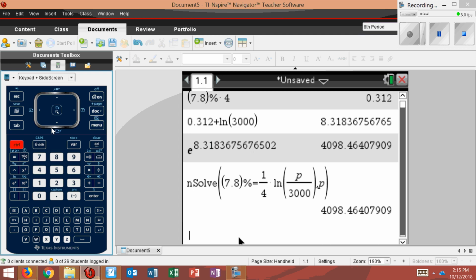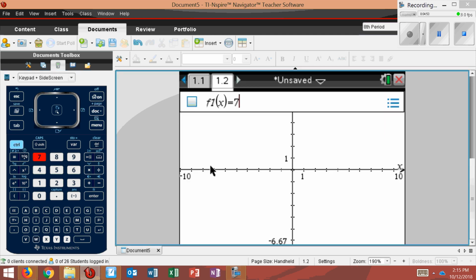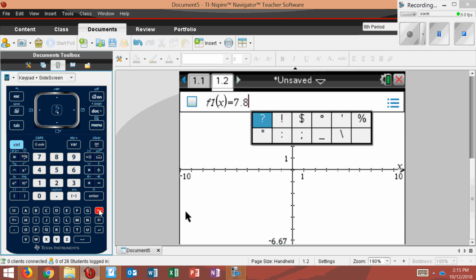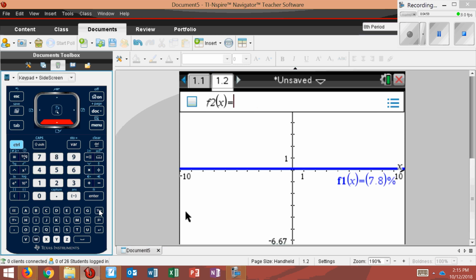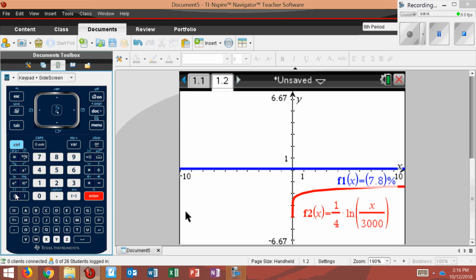The other way you could have done it is by that graphing technique. We would have set 7.8% as one equation because it's on the left of the equal sign. And on the right of the equal sign, we would have had the right side of the equation, which is 1/4 times natural log, and I have to exchange here the P for an x. Let's say x over 3,000, and we would look for the intersection.